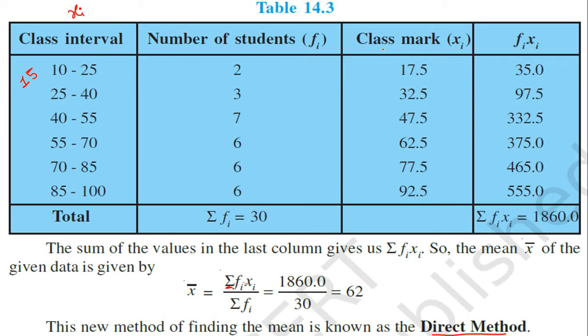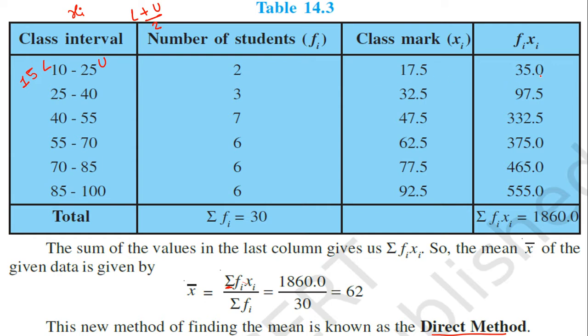This means the class mark. And class mark is nothing but lower limit plus upper limit divided by 2. This is your lower limit, this is your upper limit, all things we have already discussed. So 10 plus 25 is 35, 35 divided by 2 is 17.5. Now 2 into 17.5 becomes easier in comparison to the previous one, so that is very easy.